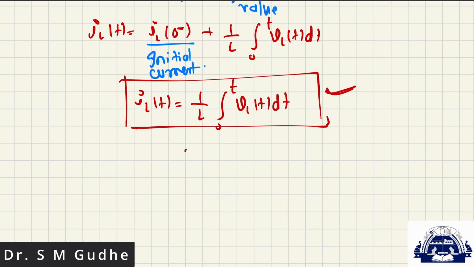And what is the property? IL of 0 minus is equal to IL of 0 plus. Means inductor does not allow sudden change in current.